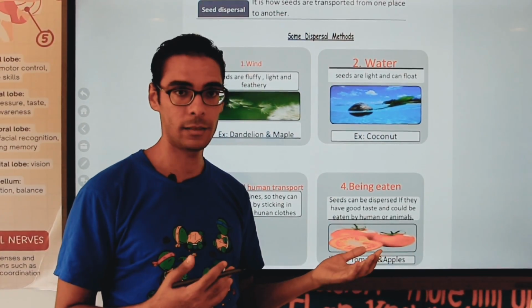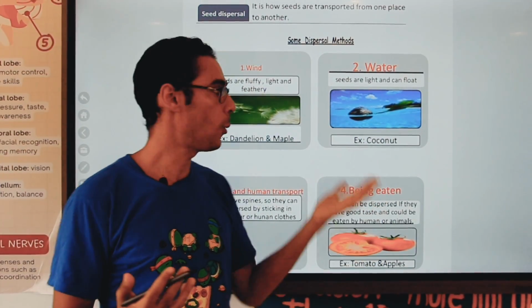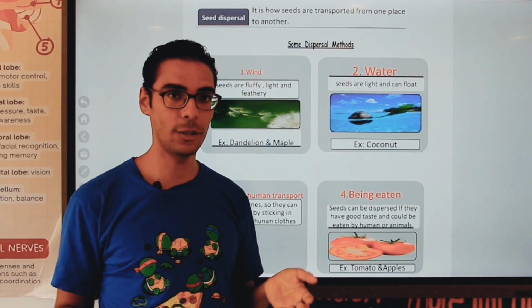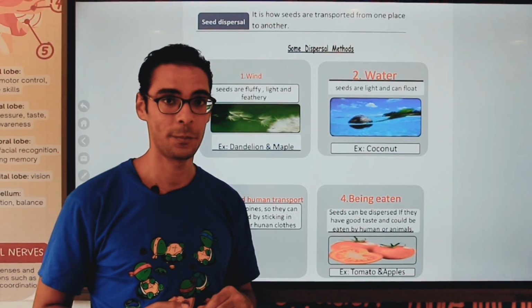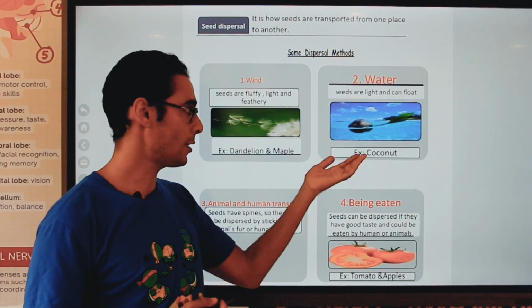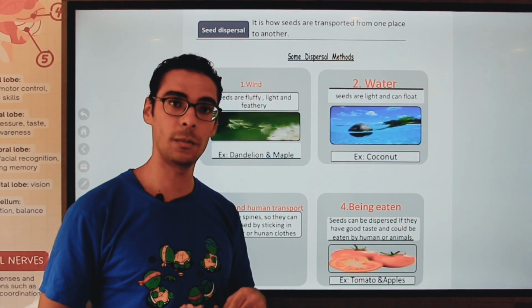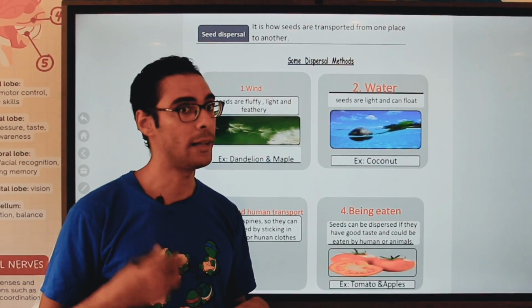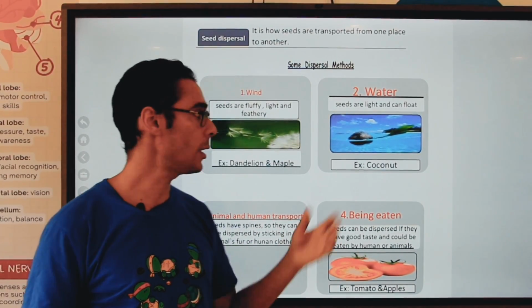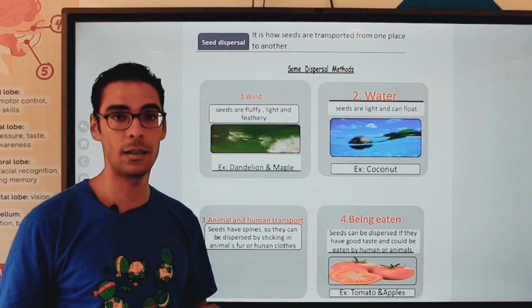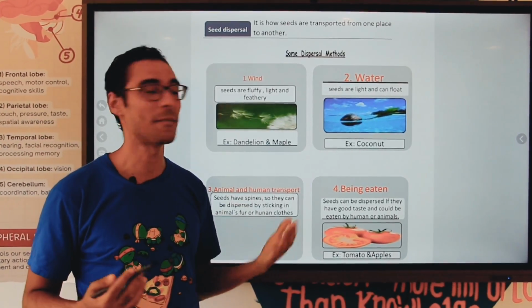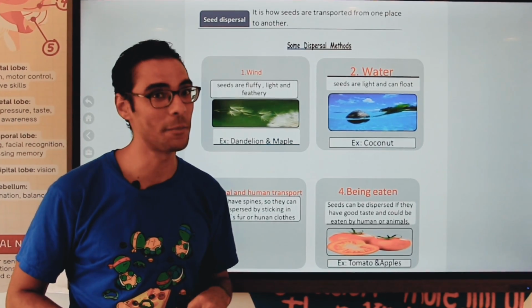Why not the air? Can you just think about it? Why is the air not enough to deliver a coconut seed from one place to another? Yes, so when I ask you to give a reason why the coconut is delivered by water and not by air, the answer has to be: it's a heavy seed. It cannot be dispersed by air, but it's going to be easily transported by water.